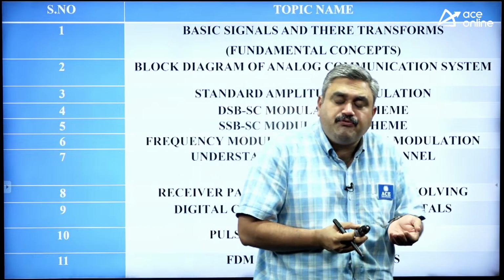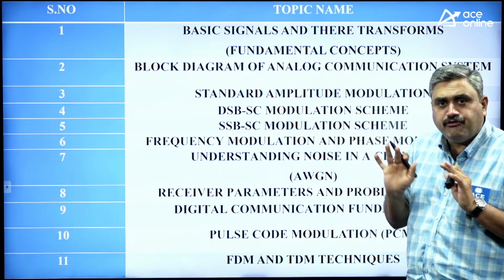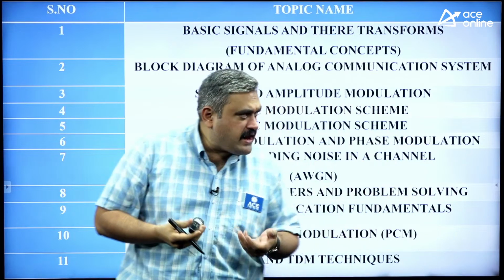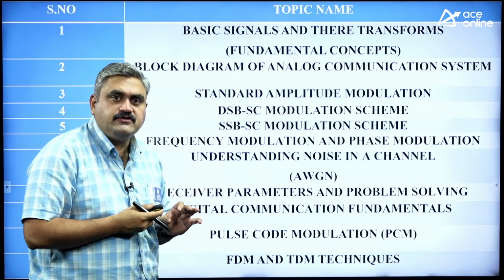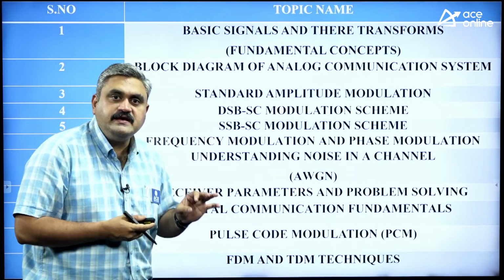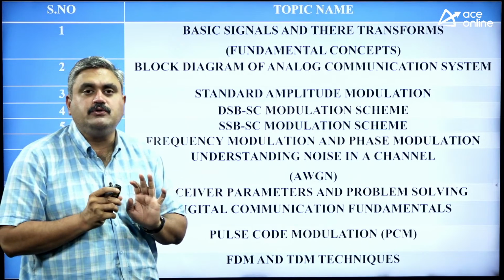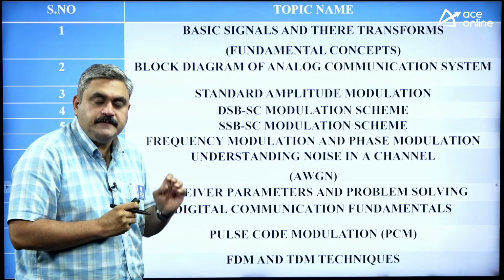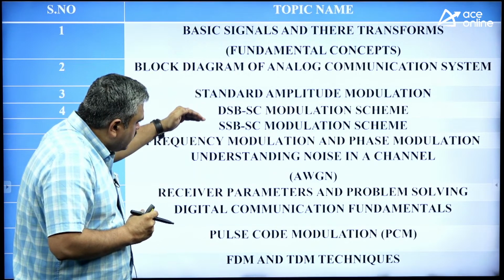Now, coming to different modulation schemes, your study will start from the third topic. The first two are fundamental things. Coming to the different types of modulation schemes, we have the standard amplitude modulation scheme. Then we have the DSB-SC modulation scheme, double sideband suppressed carrier. Then SSB-SC, single sideband suppressed carrier. These three modulation schemes come under amplitude modulation. Then we have frequency and phase modulation schemes. They come under angle modulation schemes, and these are completely formula based.